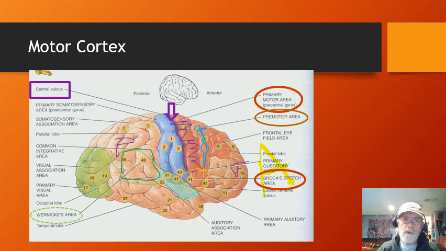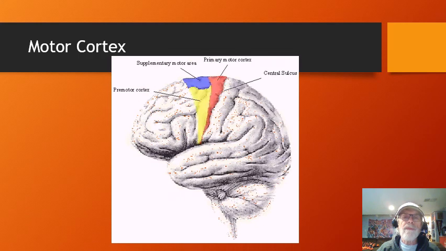Okay, so that's what we talk about with motor cortex. Now, this is just another image here that we see.